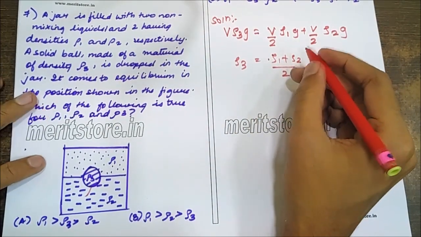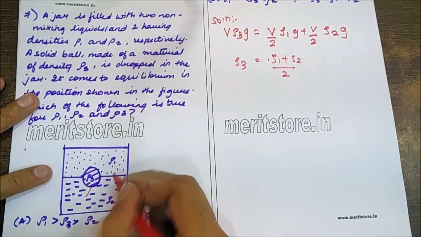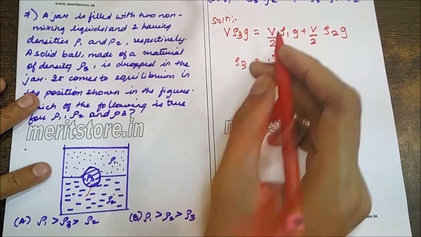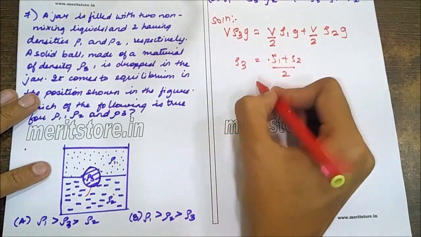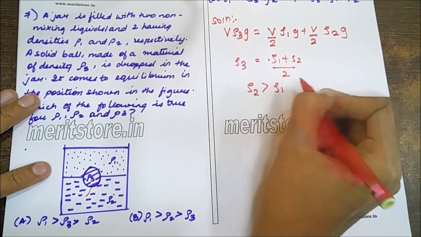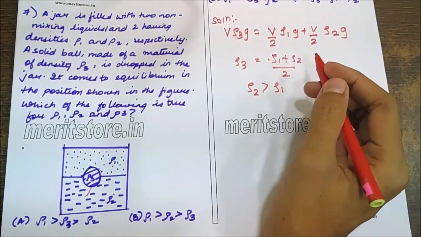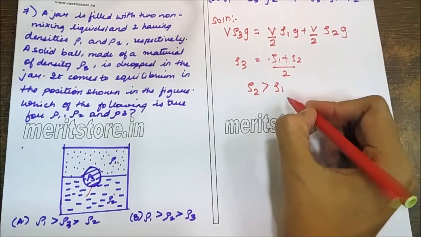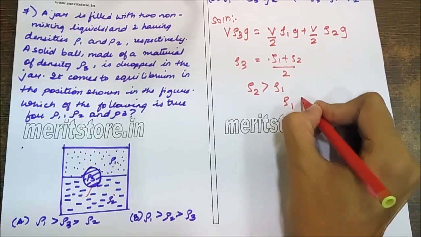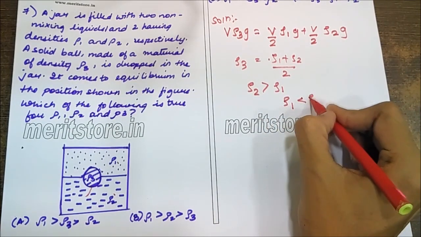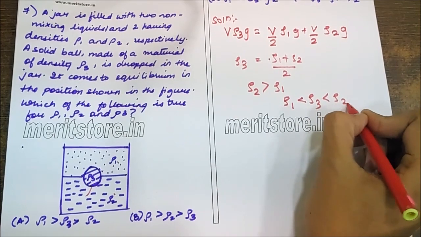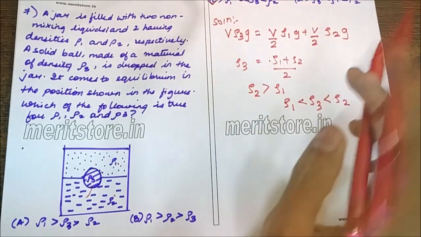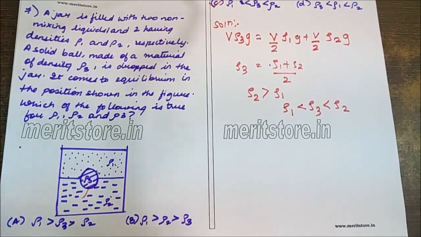So rho 3 lies in between rho 1 and rho 2. In the figure, this is rho 1, this is rho 2, and rho 3 lies in between both of them. So the figure implies that rho 2 is greater than rho 1. So we have the arrangement such that the density of the first will be less than the density of the third, and then comes the density of the second. So the density of the third lies in between both of them. So we have C as the correct option: rho 1 is less than rho 3 is less than rho 2.